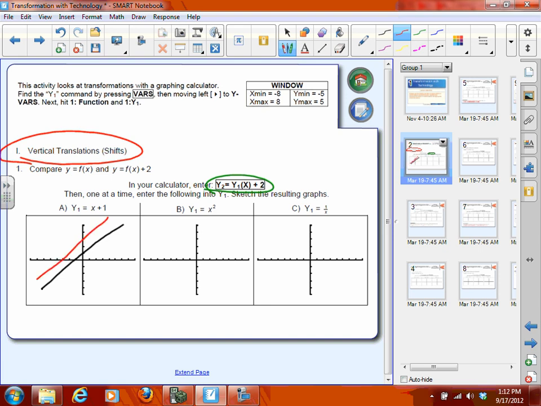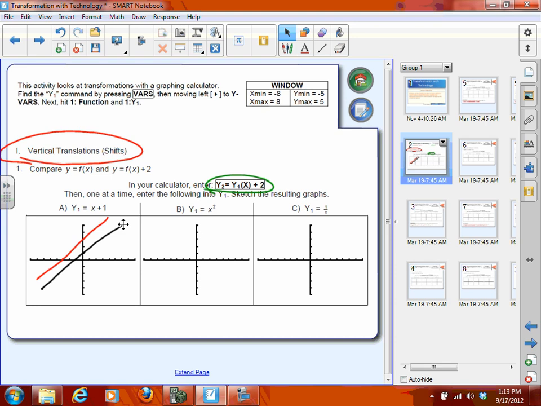Try and do it as accurately as possible. Do the best that you can. So you should have two graphs, one in pencil, one with a map color, trying to match up with what we have on our calculator.